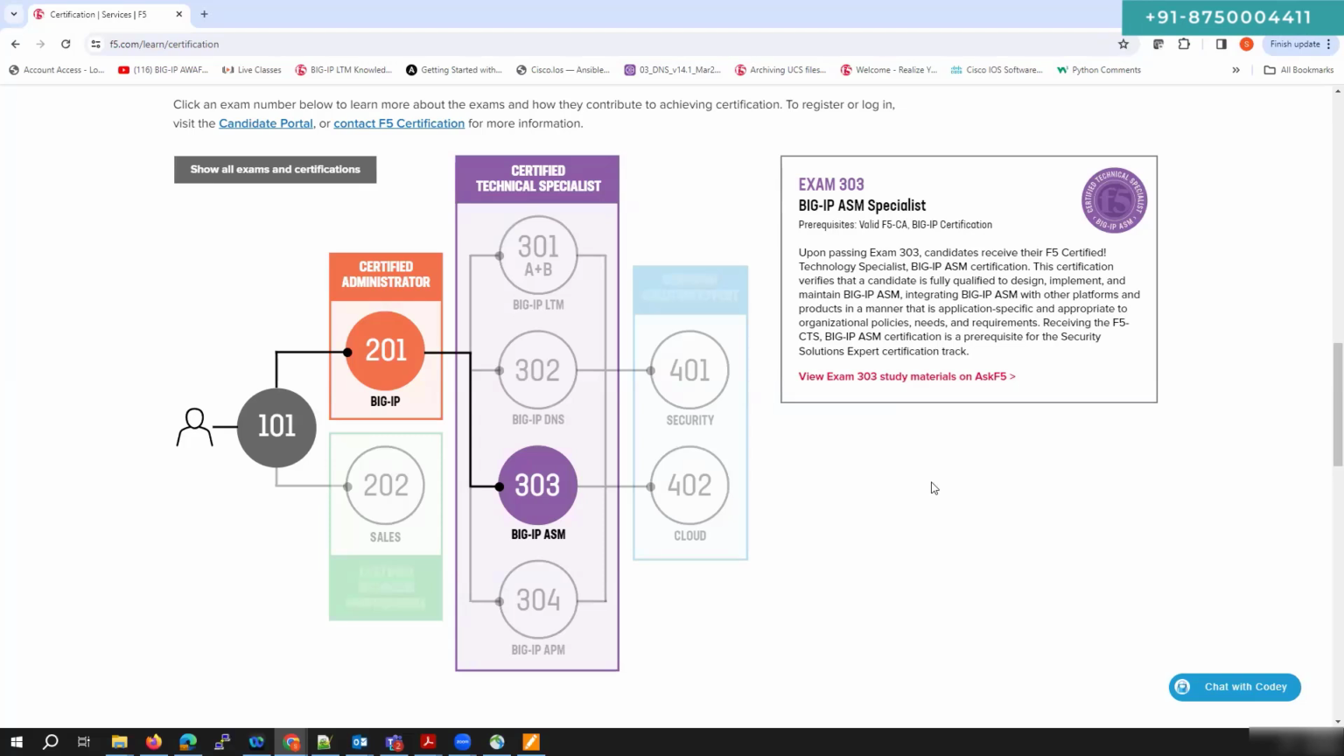If you have multiple internet links and you want to perform load balancing among them, you can also do that. That is called a link load balancer, and that also can be done.